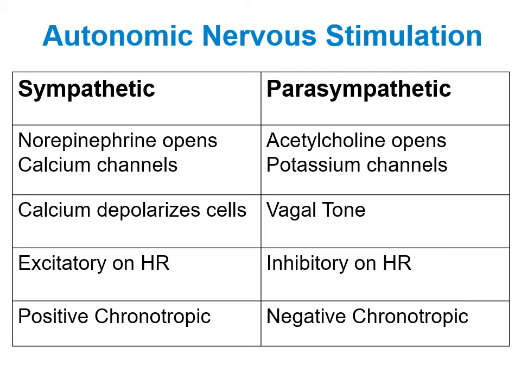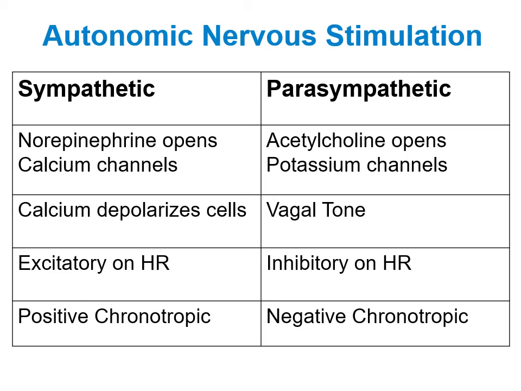Sympathetic nervous system increases heart rate. The neurotransmitter norepinephrine opens calcium channels so that cardiac cells depolarize faster. This is a positive chronotropic factor. Parasympathetic decreases heart rate. That would be cranial nerve 10, the vagus. Its acetylcholine opens potassium channels so that cardiac cells repolarize. This is a negative chronotropic factor.